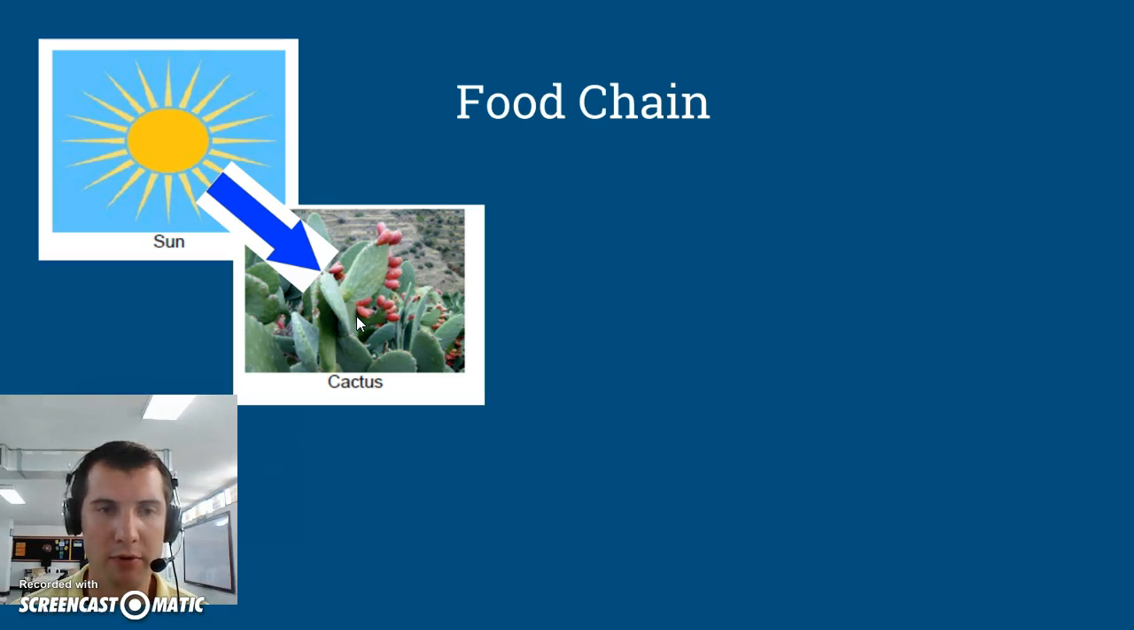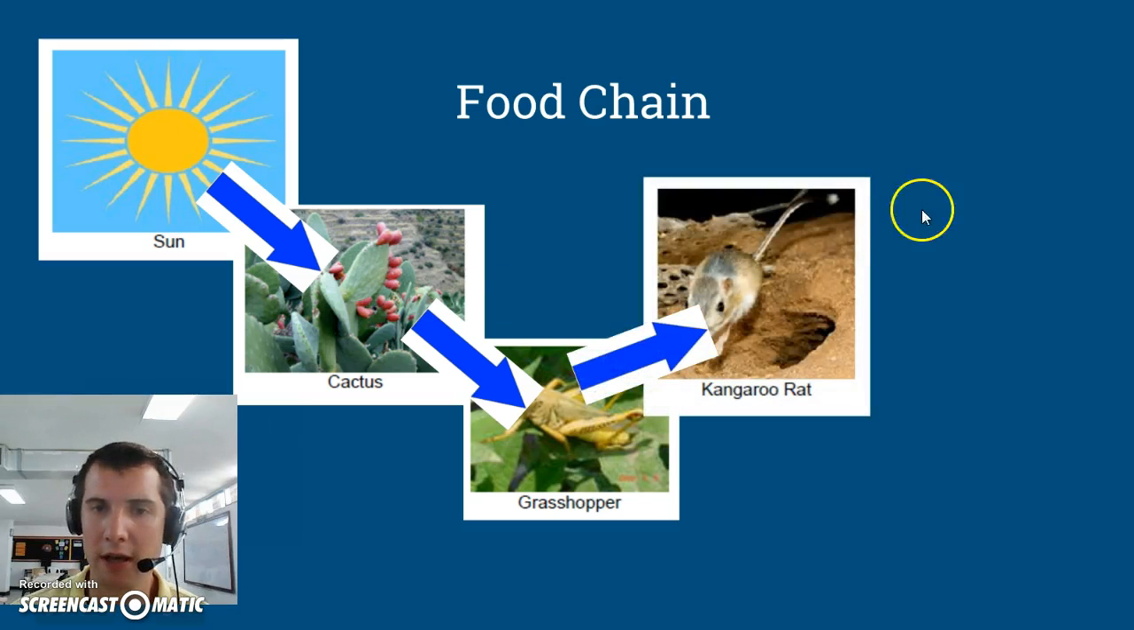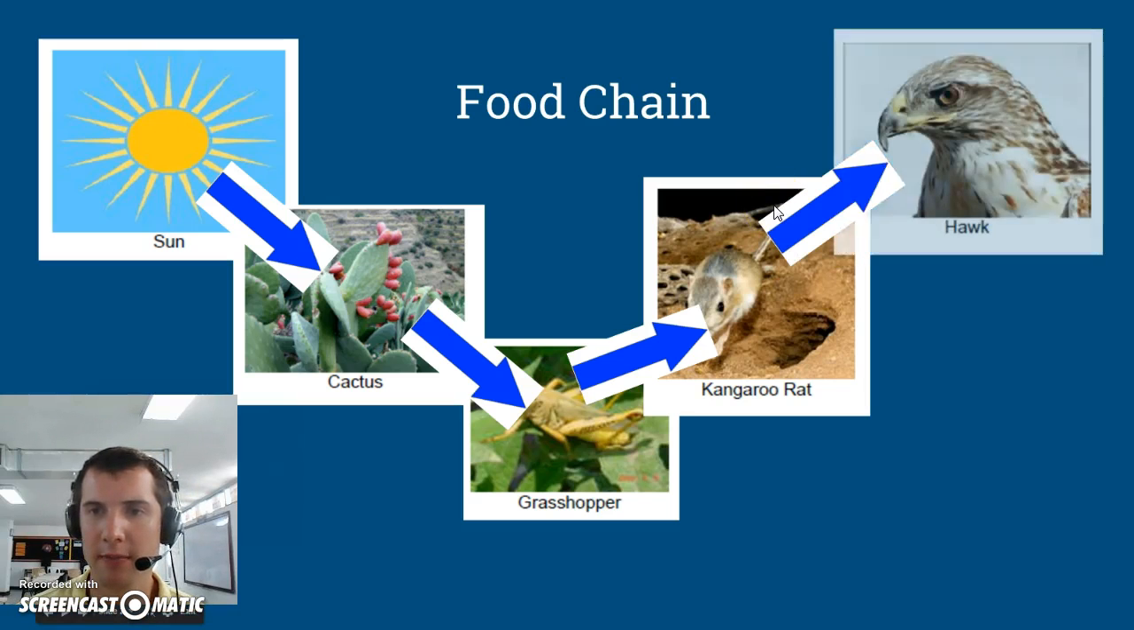Okay, so the cactus is a producer because it is able to get its energy from the sun. Grasshoppers may eat either parts of the cactus or other small plants, so they get their energy from plants. Next, energy is transferred to the kangaroo rat because the rat eats the grasshopper. And finally, at the top of the food chain is the hawk because the hawk eats the rat.